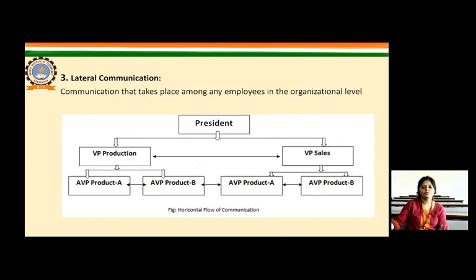Suppose the VP sales needs some information regarding product A. So instead of first going to the president, then asking the president to convey his message to the vice president production, and only if he permits moving to the assistant vice president, the VP sales can directly contact the AVP of product A. There is no regular hierarchy as in upward or downward communication, but they can communicate with all the employees at the same level. All the assistant vice presidents can communicate with each other, and all the vice presidents can communicate with each other without seeking permission from the top management, that is the president. So this is how lateral communication is done.